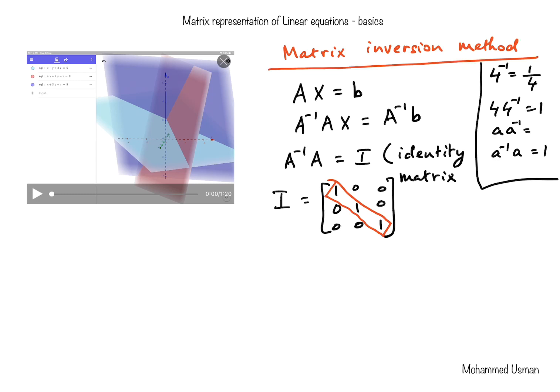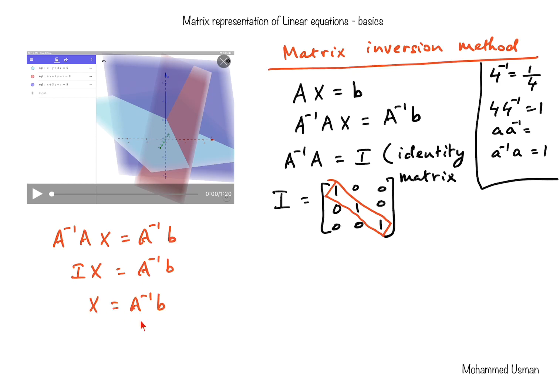So therefore it becomes A inverse A X equals A inverse B, which is I X equals A inverse B, and that would imply x equals A inverse B. So I into x, I is like the number 1 in matrix terms, so I into x is x, and therefore our solution for x is x equals A inverse B.